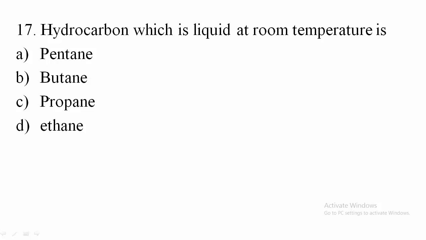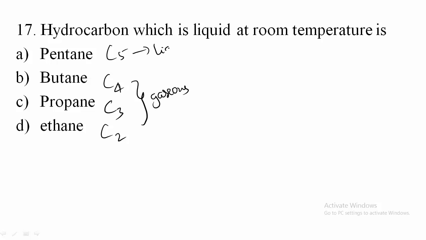So here you can see butane consists of 4 carbons, propane 3 carbons, ethane 2 carbons, and pentane 5 carbons. All these 3 are present in gaseous form and this one is present in liquid form. Therefore option A, pentane, is liquid at room temperature.